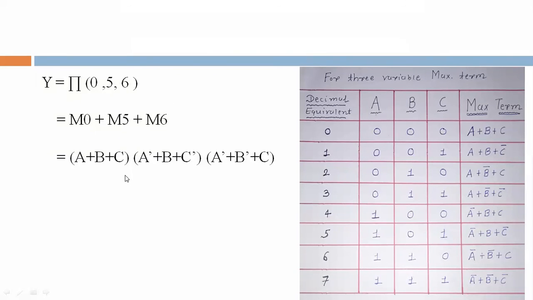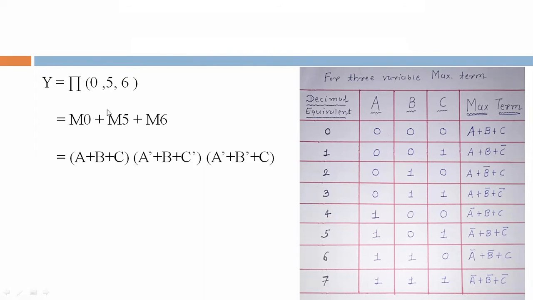So M0, that means ABC. Where is ABC? Here it is. Okay, so it will be 0. That means in product of sum it will represent 0 value, so in complement form. So here A, B, C is there. The decimal equivalent we are getting is 0. The decimal equivalent we are getting from this function, max term A plus B plus C, is 0.